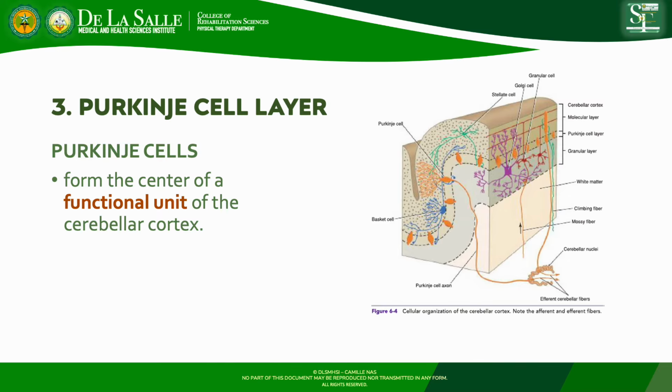Next, we have the Purkinje cell layer. From the name itself, it contains the Purkinje cells. Purkinje cells are a very important cell in the cerebellum because they are the center of efferent output from the cerebellum going towards other structures of the brain. This is the functional unit of the cerebellar cortex because it's the only cell that projects outside the cerebellum. Without this, the cerebellum cannot send its information to appropriate centers in our body.